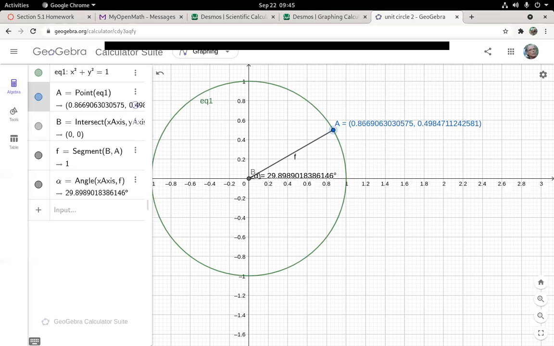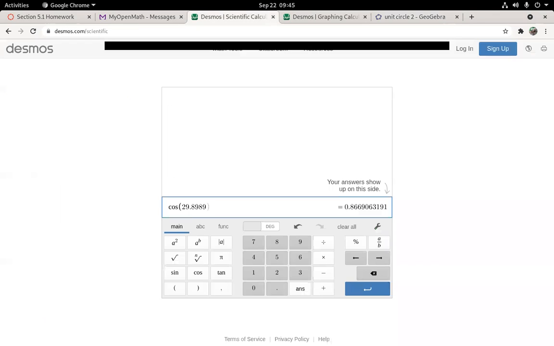So I entered 29.8989, ignored all those other decimals, and I should get a value that's about 0.8669, and my scientific calculator says 0.8669. I got close to the nearest millionth, with 4 decimal places here. I have a pretty accurate result. If you pick a different angle, you'll get a different x value. So again, what's the cosine? Cosine is the relationship between the angle from some reference line to the x value, the horizontal value of the point on the circle. And that's one of the big things about trigonometry.